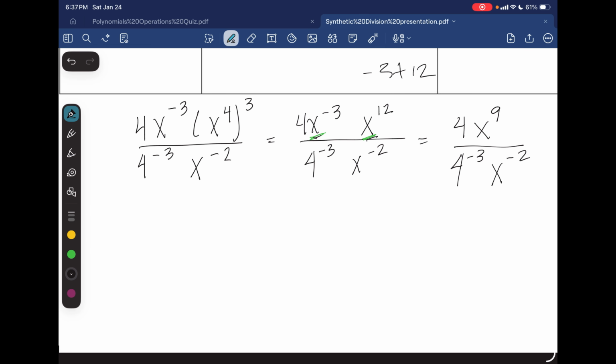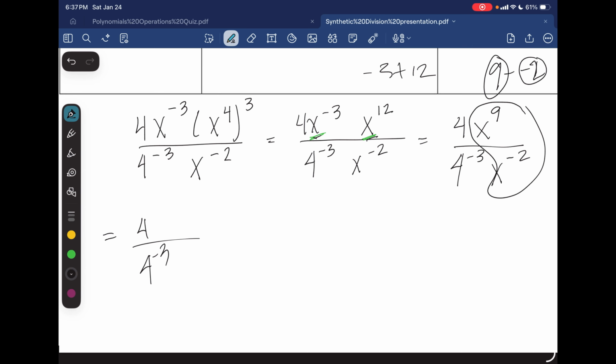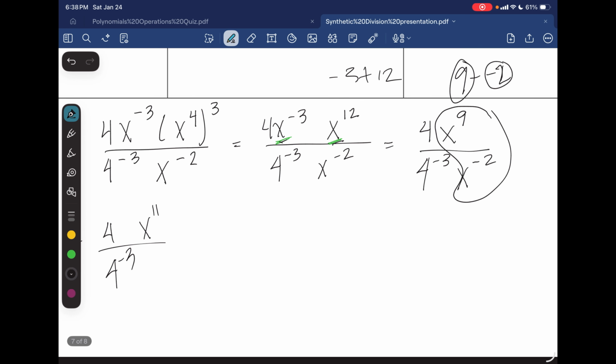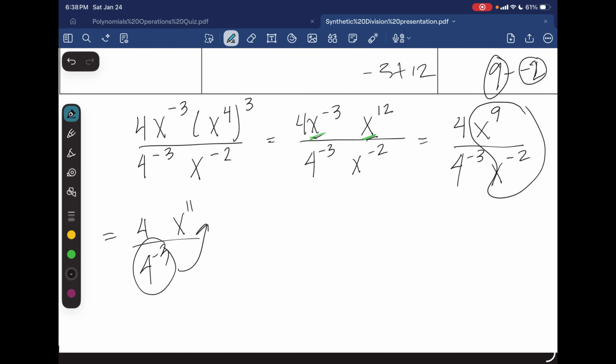Okay, now we can do this rule, quotient rule. 9 subtract negative 2. Right, that's 11. So let's just rewrite everything. Take this right here, it's top heavy, so there you go. And then let's bring this to the top because it's a negative exponent, so you're flipping it, taking the inverse. If it's at the bottom, to take the inverse, you put it to the top. That's the easiest way to do it, to be honest.